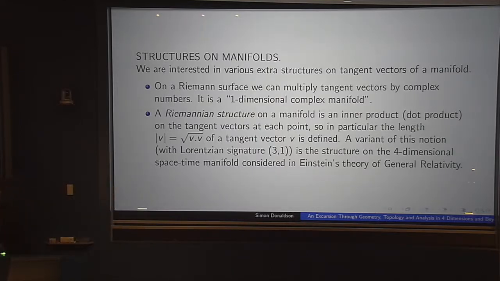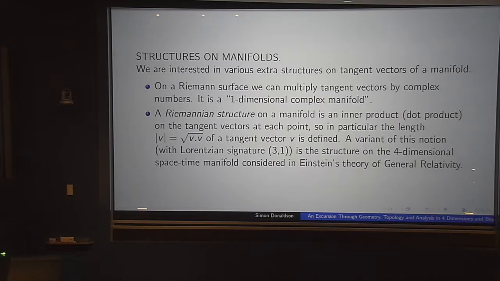Now, before getting going with the next part, let's just build up some more background to talk about the various structures on manifolds that one might be interested in. So a Riemann surface, for example, has the property that we can multiply the tangent vectors by complex numbers. From the way we defined them, everything involved complex numbers. So we have this intrinsic way of multiplying tangent vectors by complex numbers, or you can just think of rotating them through 90 degrees. So that's one kind of structure.